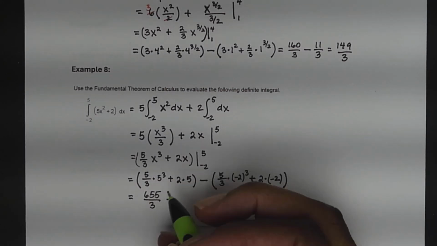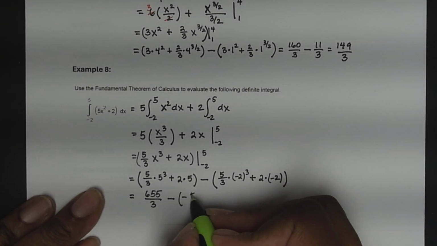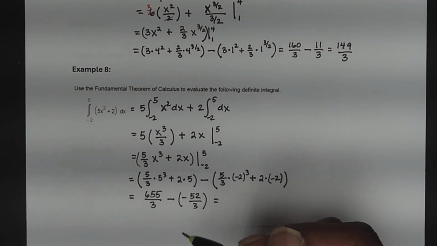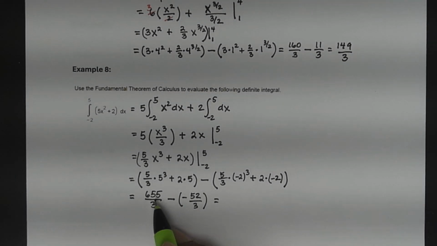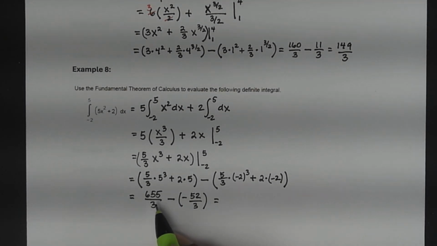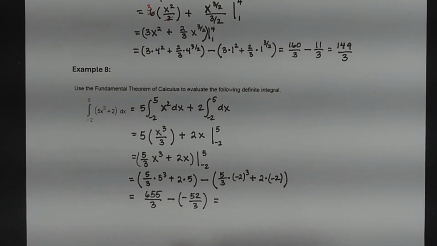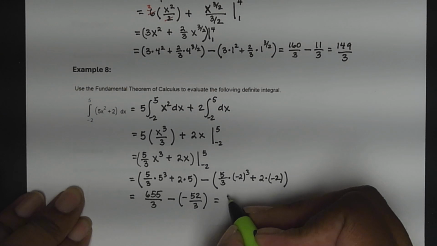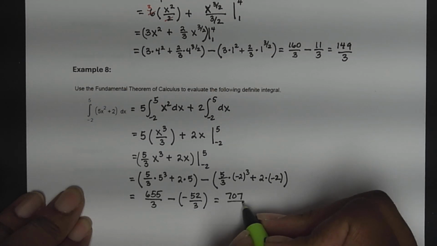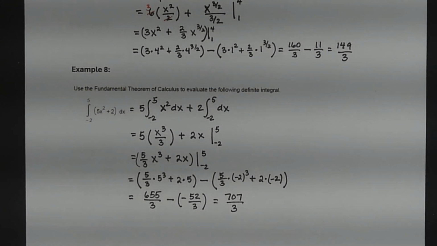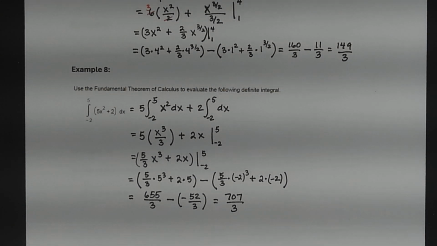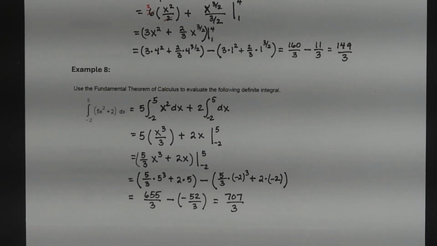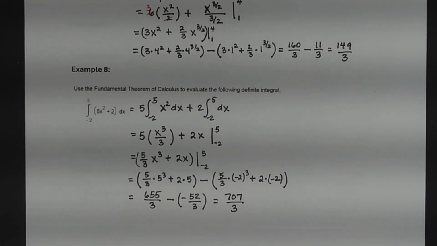So I got 655 over 3 minus negative 52 over 3. And in this case, I can treat this as 655 thirds plus 52 over 3. That would give me 707 over 3. And I'll leave that as an improper fraction. That will be the integral from negative 2 to 5 of 5x squared plus 2 dx. Okay.